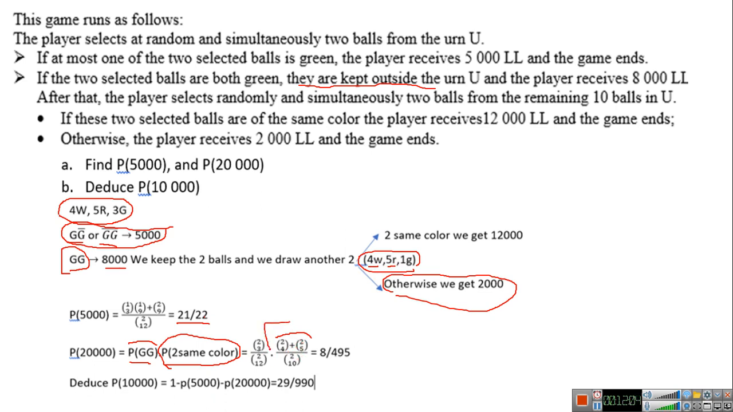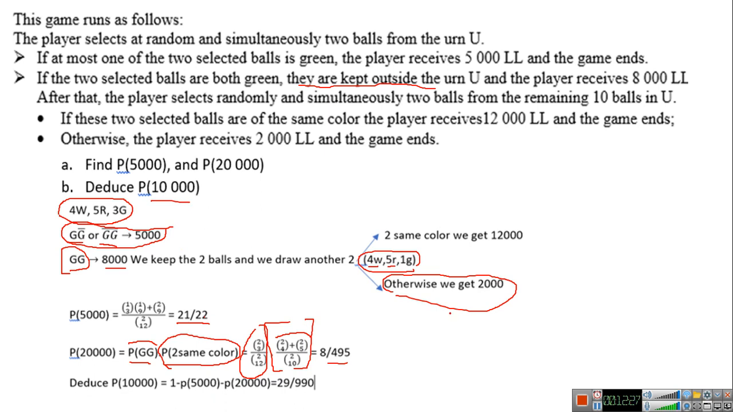Why is it independent? I want to draw first of all from the first urn. Then I will keep these two. I will draw another time from the same urn. So I have to draw each one alone. I do the order of the first one, then the order of the second one. If you do it, you're going to get 8 over 495.